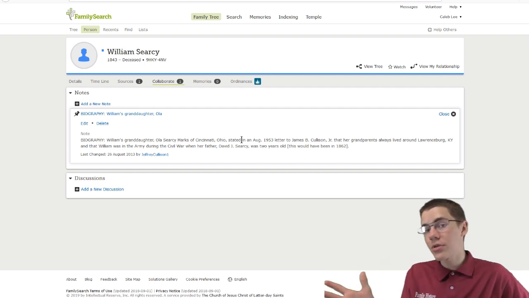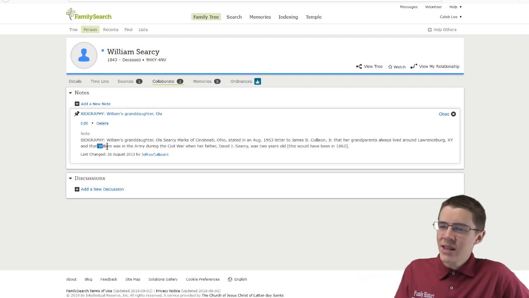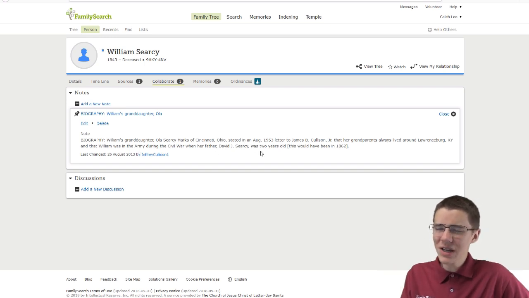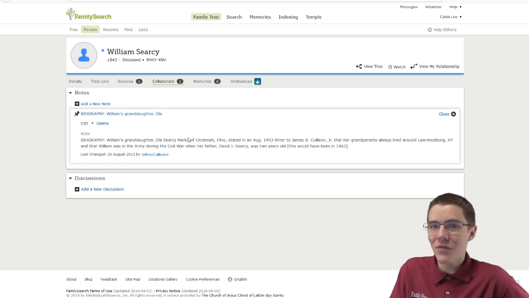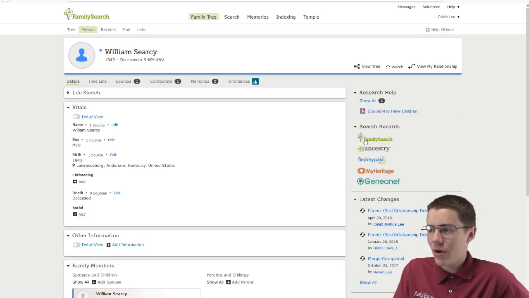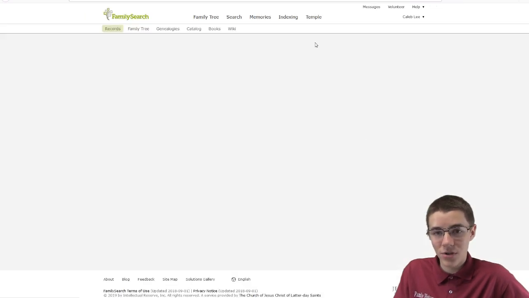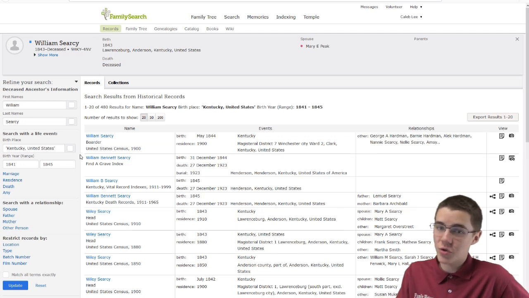And it says, among other things, that William was in the army during the Civil War when David J. Searcy was 2 years old. Now, there's a little bit of inconsistency because David J. Searcy was born in 1864, and so it would actually be 1866 that he would be in the military when David was 2 years old. But this is a hint that William might be in the army. I was like, great, there's lots of military records. We could find a lot and get a lot of information about William. So I went over here and clicked on the search, and it comes up with 480 results.